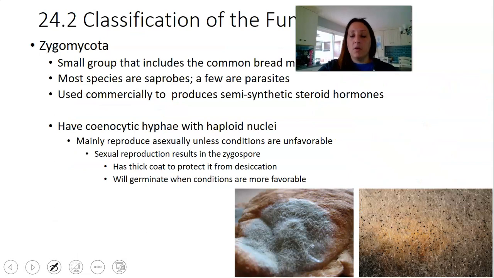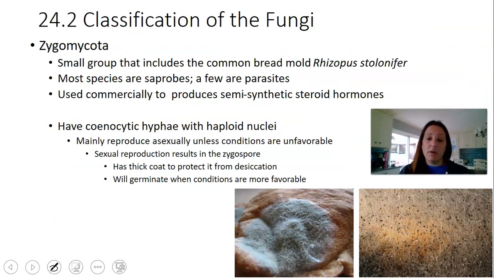Okay, so we're going to look at the Zygomycota, the Ascomycota, and the Basidiomycota. And again, you're going to look at those three divisions in lab this week as well. So let's look at the Zygomycota first. The Zygomycota is a small group of fungi that include the common bread mold that I'm sure most of you have seen. That bread mold's name is Rhizopus stolonifer, and you're going to actually see that in lab this week.